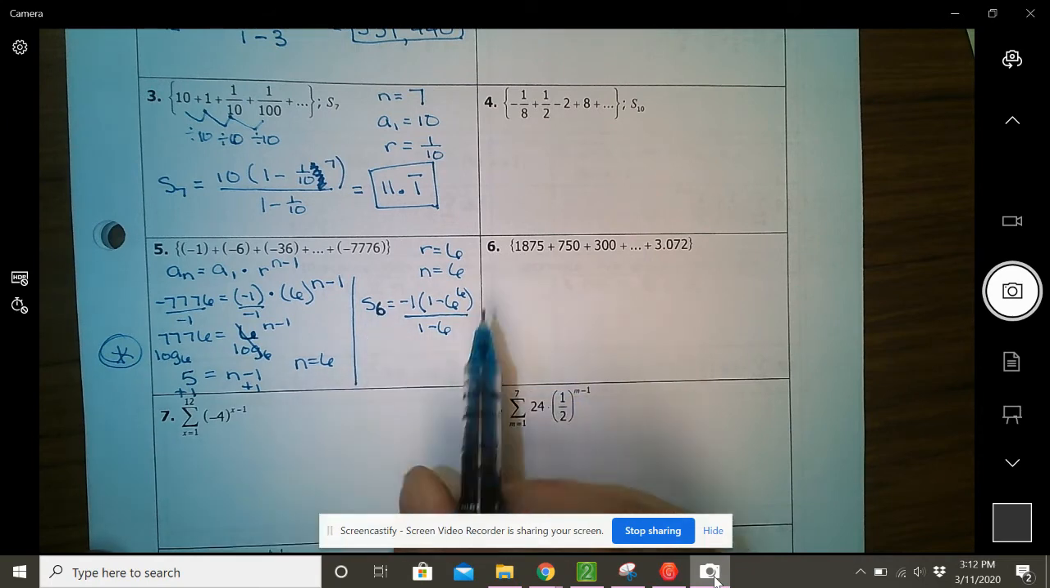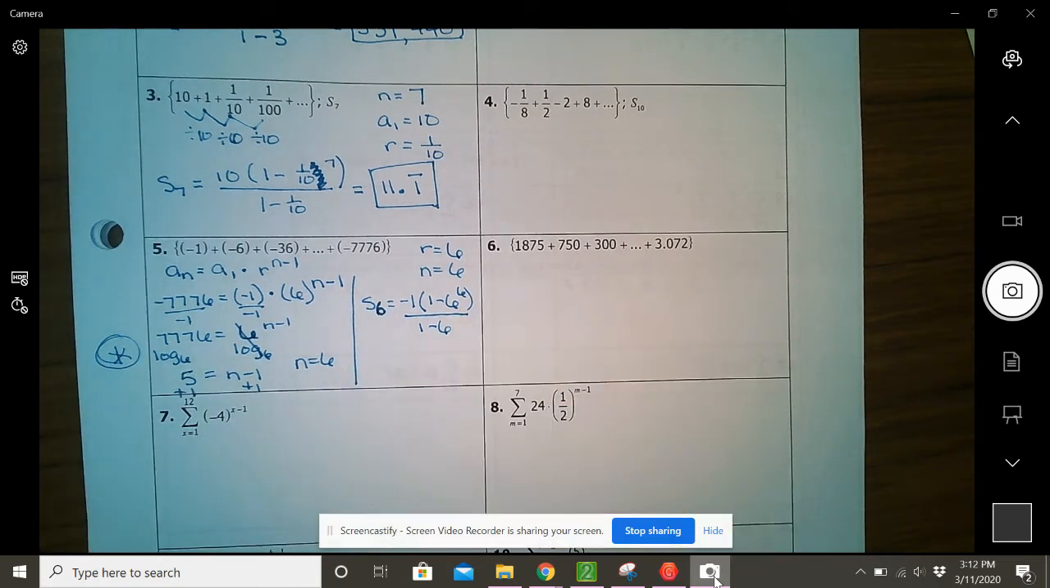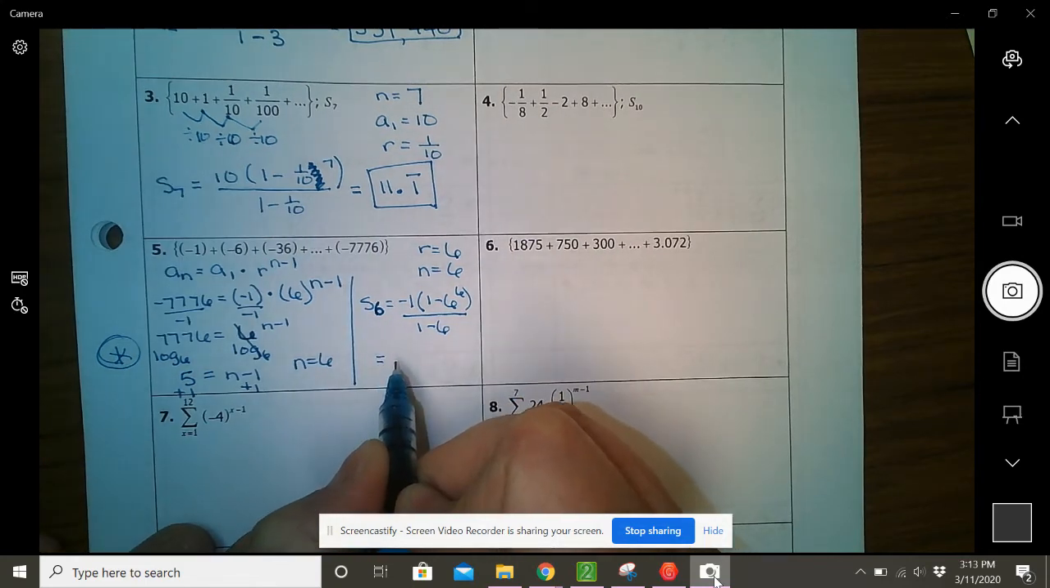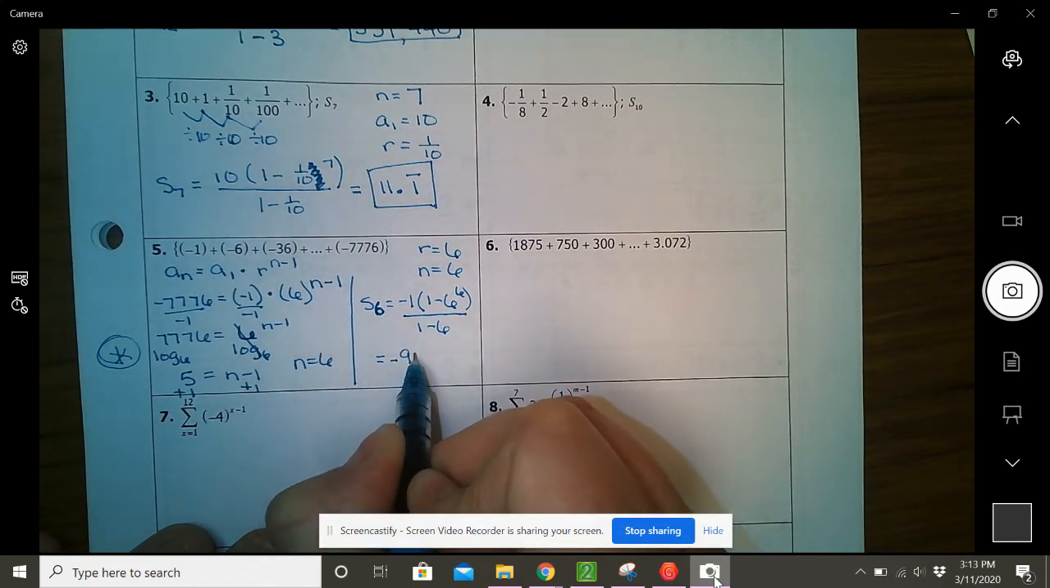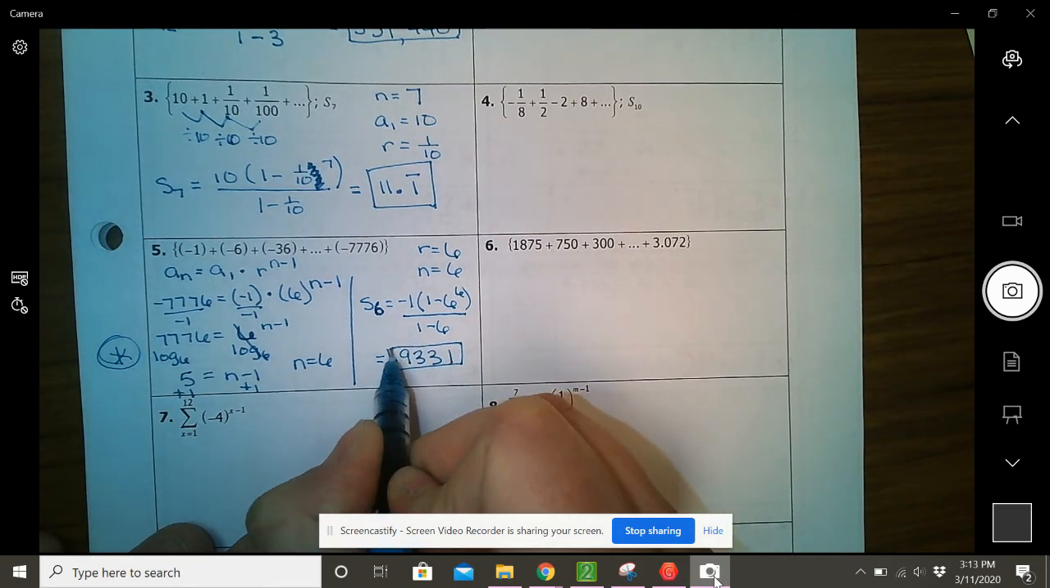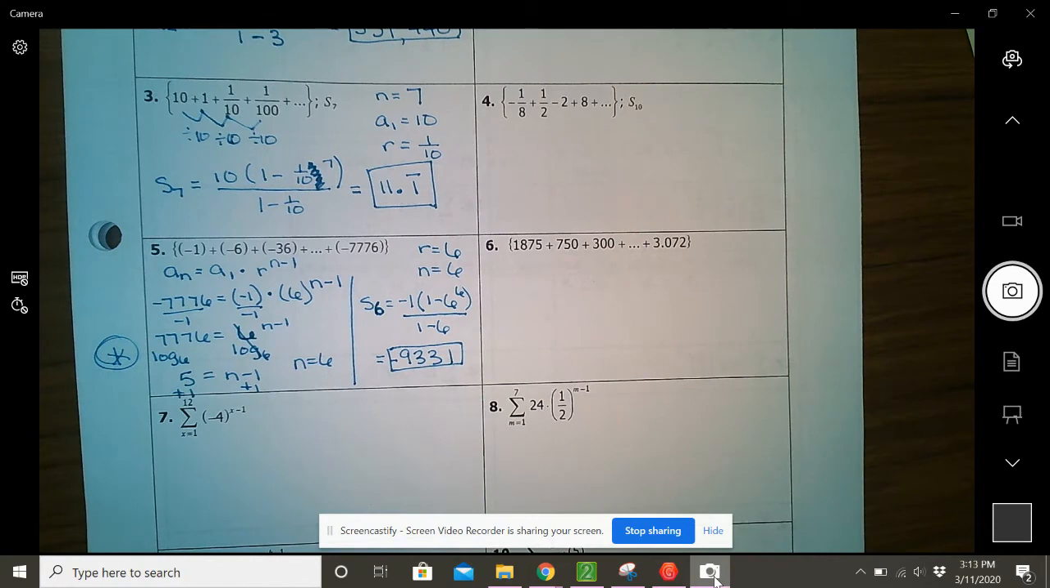Nobody is expecting you to know what 6 to the power of 6 is. If you get this in the calculator correctly, you should get a final sum of -9,331. So be careful in your calculator. Pause the video if you need to so you can get in there and really try to input that correctly, because you wouldn't want a calculator issue to be what keeps you from getting these problems right.